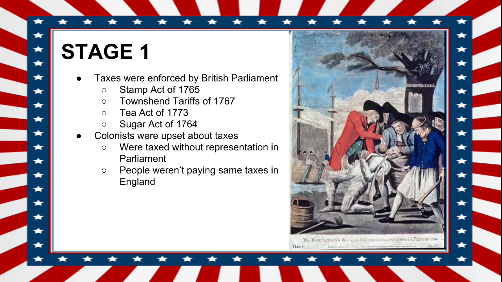The Tea Act of 1773 placed a tax on tea, and the Sugar Act of 1764 placed a tax on sugar, both of which were an essential part of the daily life of a colonist. The colonists were upset with all these taxes because they were being taxed without representation in Parliament, and the citizens living in England were not paying the same taxes. The colonists decided that something had to be done if they wanted a change.